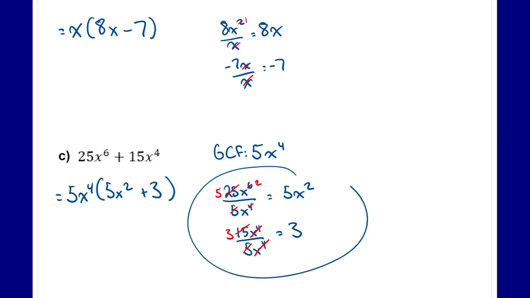Again, you don't need to show this step if you're comfortable saying, okay, well, 5x to the power of 4 times what gives me 25x to the power of 6. If you're comfortable just doing that in your head and putting down the answer inside the bracket, that's fine as well. If you're not, then maybe do the division to think about what I have to multiply the greatest common factor by to get my terms. And again, if you're ever unsure if you got the right answer, just expand and you should end up back at your starting question.